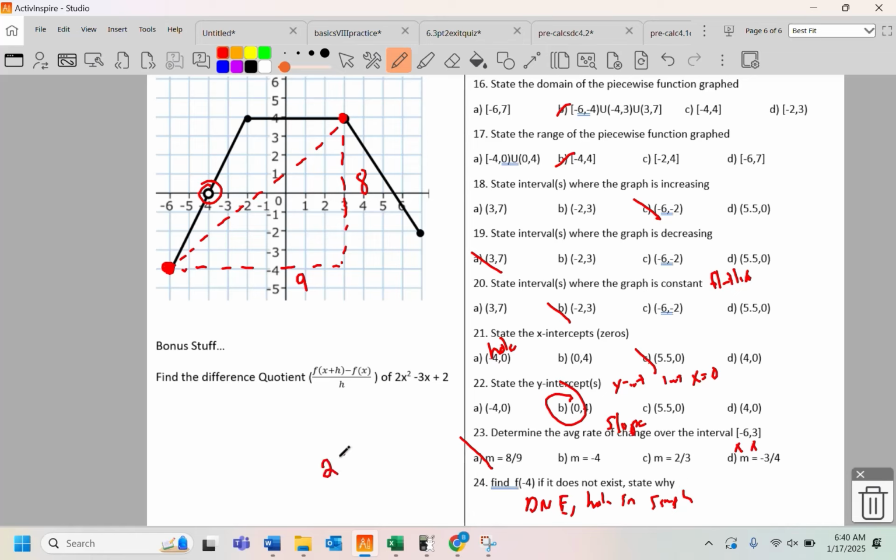And I don't know why, but 25 is apparently cut off. 25 says f of 0. So when x is 0, I'm right here. And there may not be a point there, but there's a line there. It's 4.